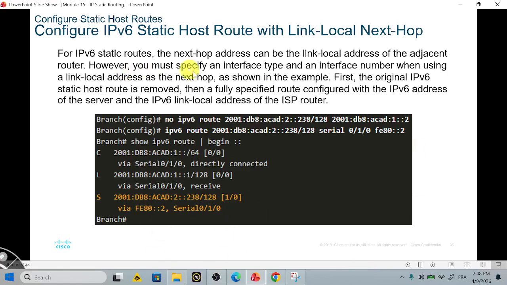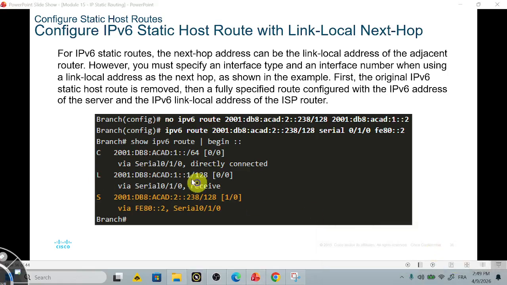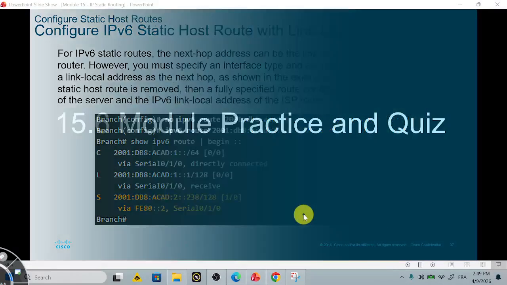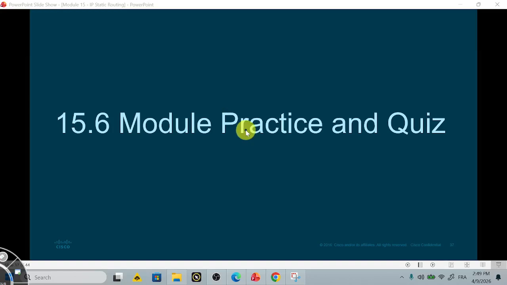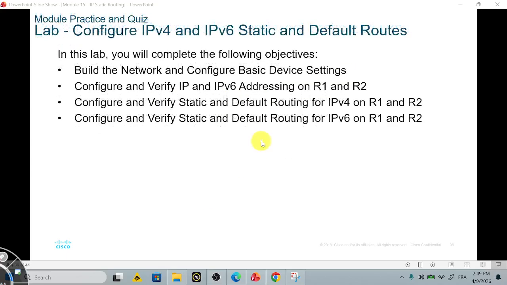And when we do show, we will see this address is added as a static route, and you see why, because we have configured this route, another automatically created address has been added to the routing table. Okay, we are done. This is for you in Packet Tracer. You will do the following. We will have an exercise to do that.